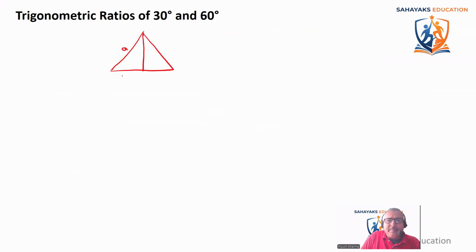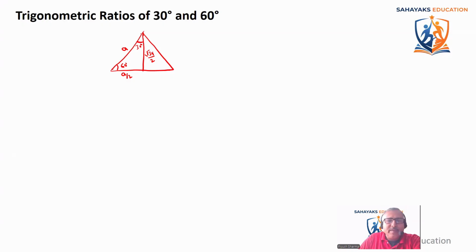This side was A, this side was A by 2, and this side was root 3A by 2. These were the different sides available. Now this angle was 60 degrees and this angle was 30 degrees. Now we have to reverse, because when we are finding against 30, I should consider 30 as the base. So I'm just tilting this triangle.